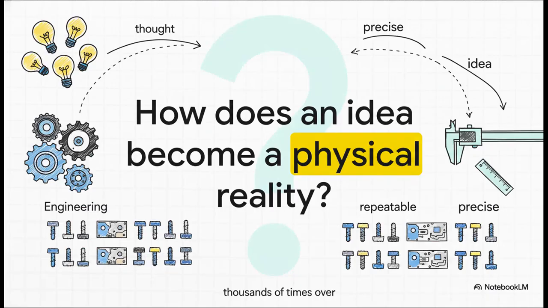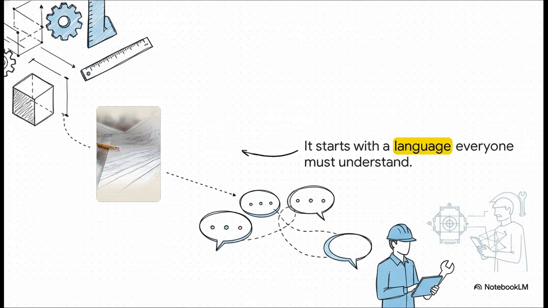I mean, that's the big question, right? How do you take a thought, an idea, and make it real? Not just once, but thousands of times, and make sure every single one is perfect. Well, it all comes down to a language, a very specific visual language that everyone involved in the process, from the designer at a desk to the machinist on the shop floor, has to speak fluently. And that language is the engineering drawing.